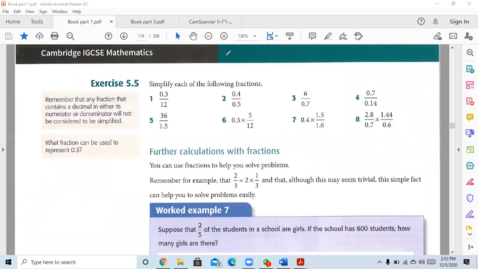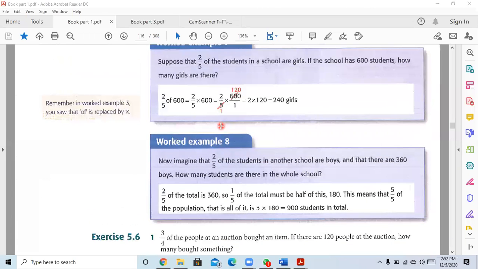So I hope you understand this. Okay, so let's move to the next one, 5.6. Okay, 5.6 is the same as that.